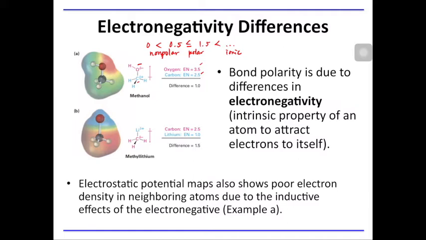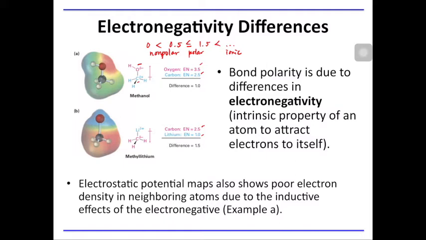Another example given here is in the case of methyl lithium. Lithium has an electronegativity of 1, whereas carbon has an electronegativity of 2.5. The difference in their electronegativity is 1.5. As a result, methyl lithium is borderline polar covalent and ionic.